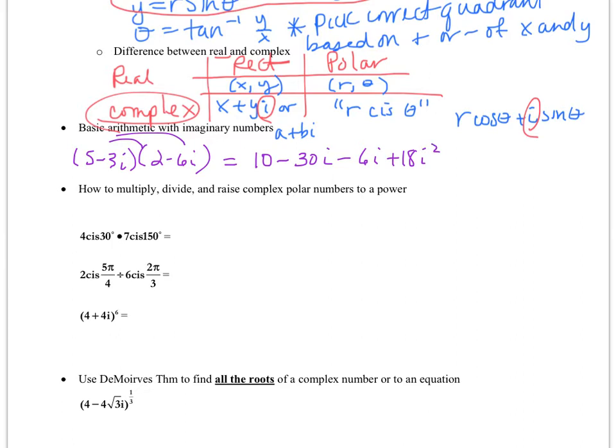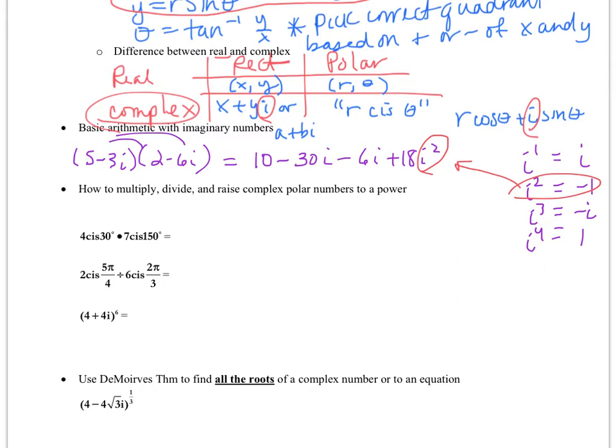Then at that point, you want to remember the powers of i. And we have i to the first, i to the second, i to the third, and i to the fourth. The power of i to the first is i, i squared is negative 1, i cubed is negative i, and i to the fourth is positive 1. So at that point, we see that i squared is equal to negative 1, and we're going to go ahead and do a substitution, turning this into negative 18.